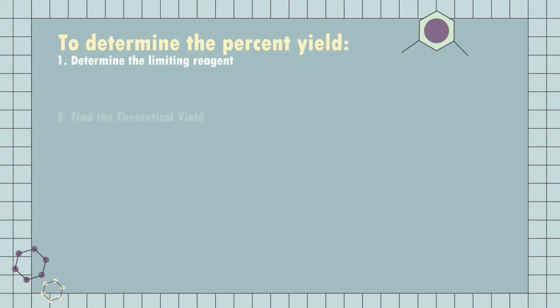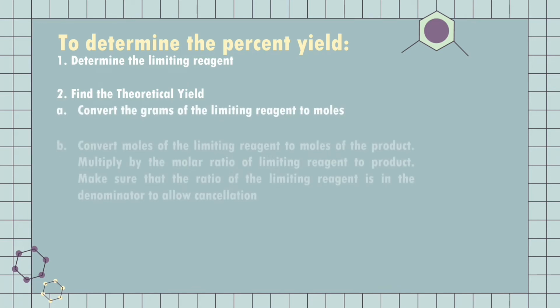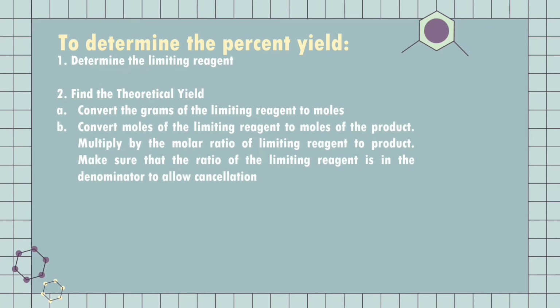Next, we have to find the theoretical yield. So how are we going to do this? We can find the theoretical yield by likewise following 3 simple steps. First, convert the limiting reagent in grams to moles. Next, convert the limiting reagent in moles to moles of the product. And lastly, convert the moles of the product to grams. The resulting converted value will equate to the value of the theoretical yield.